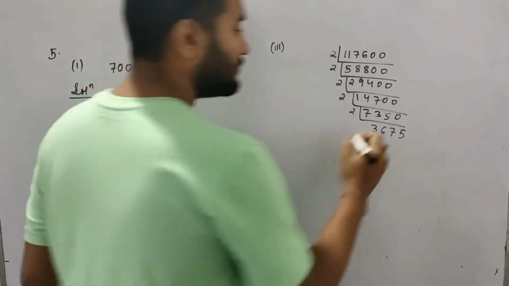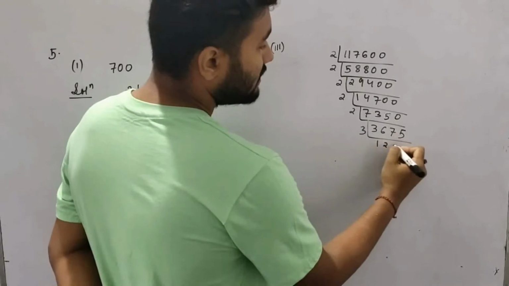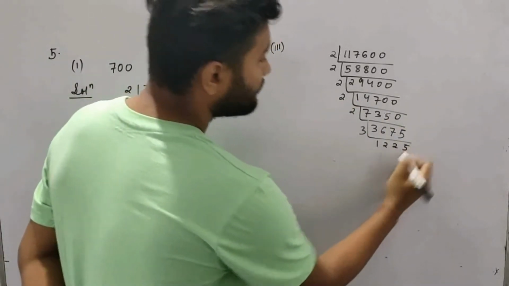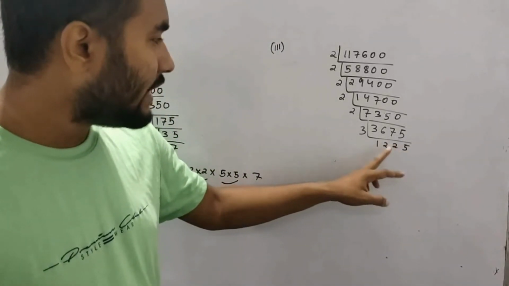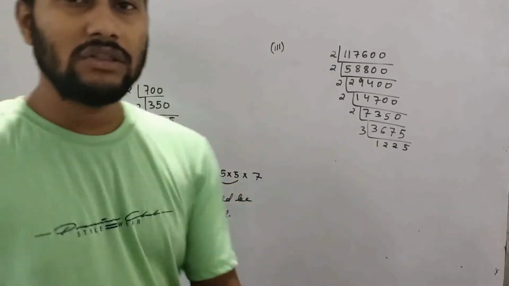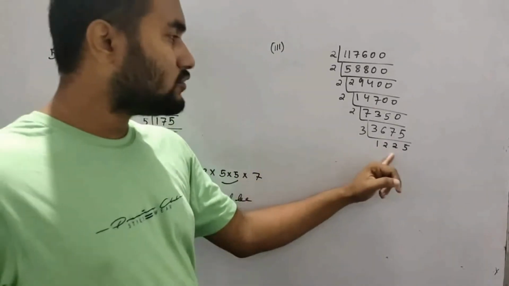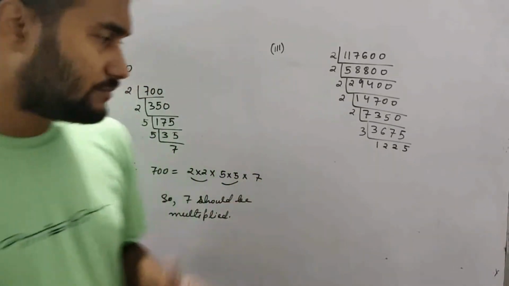So let us try by 3. 3 1s are 3, 3 2s are 6, 3 2s are 6, 7, and then 3 5s are 15. Let us again try by 3. 5, 6, 7, 8, 9, 10. Now this is not divisible by 3, isn't it? 5 plus 2 plus 2 plus 1 is how much? 10. And 10 is not divisible by 3.